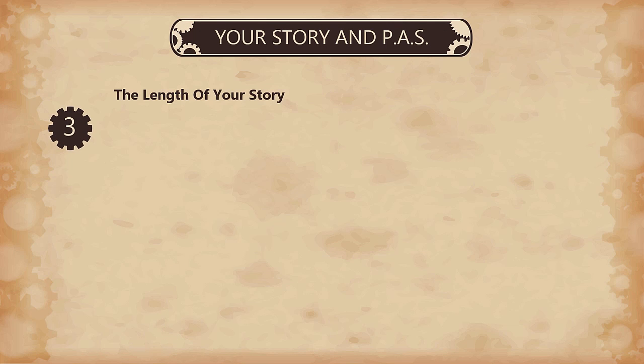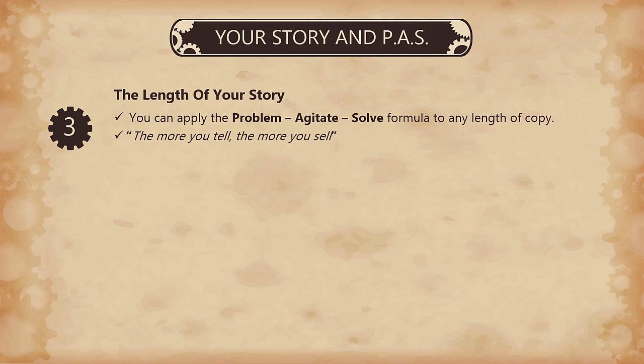Next, how about the length of your copy, your story? Well, you can apply the problem, agitate, solve formula to any length of copy. That's why I like it. It is extremely flexible. You can write a few sentences about each part of the formula, or you can write 200 sentences. It will work. A good old copywriting saying is, the more you tell, the more you sell. But I think that's only true if your reader is genuinely interested in what you have to say or write, and your writing is not boring.